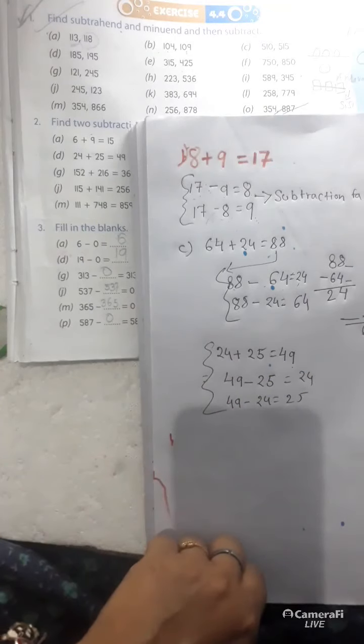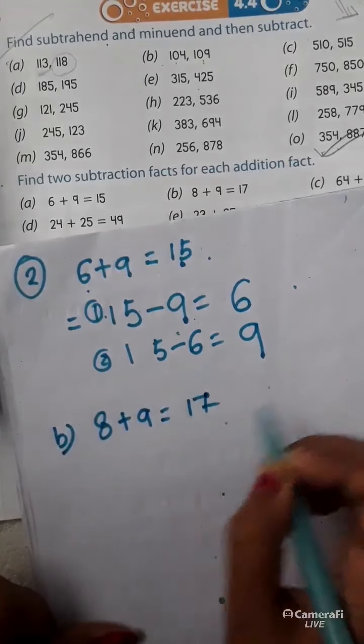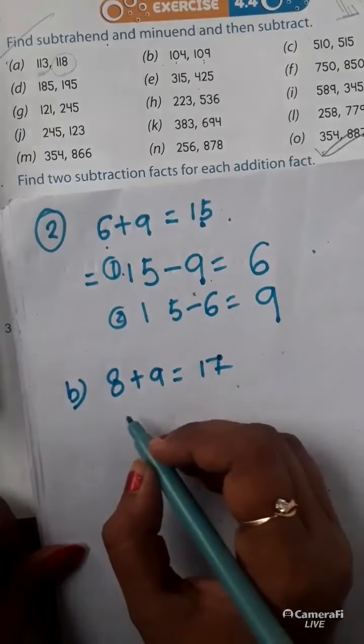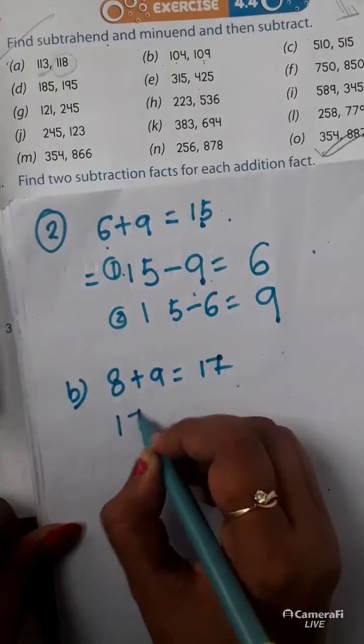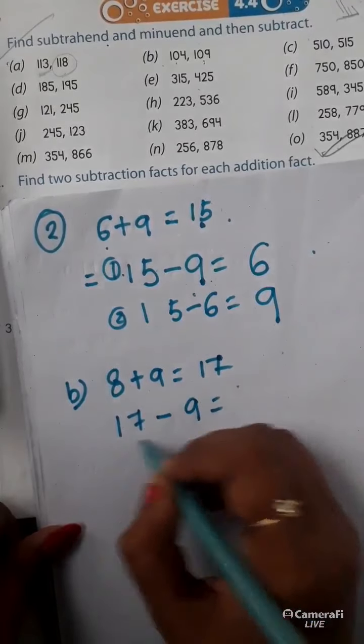Now coming to the next. Number B, 8 plus 9 is equal to 17. So what will be the subtraction fact? Very easy. You take 17, the sum, then you take the minuend. 17 minus 9.